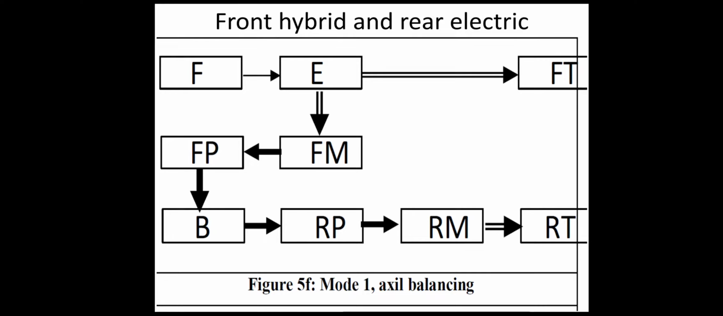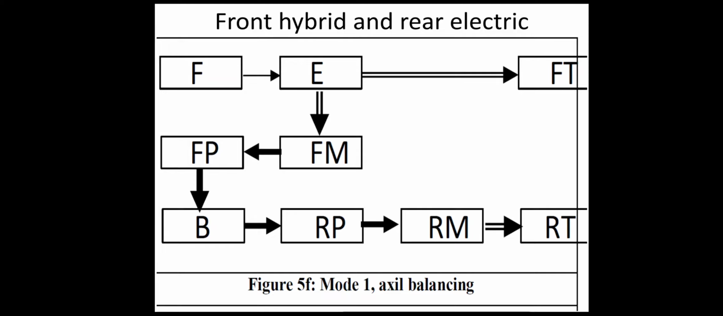Whenever the front wheel slips, for example if you are going downhill in the vehicle, and the front wheel slips, the electric motor works as a generator and absorbs the change of the IC engine power. Through the battery, this power difference is used to drive the rear wheels and achieve the axial balancing. So this is the sixth mode.